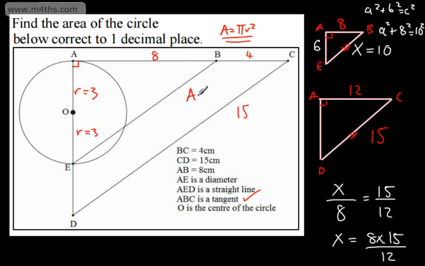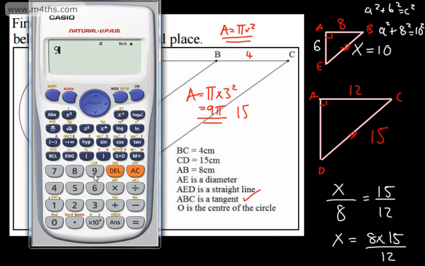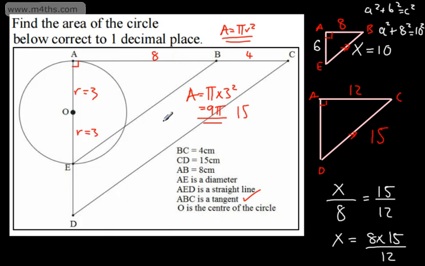So the area is simply going to be pi r squared. So it's pi times by 3 squared, which is 3 times 3, which is 9 pi. So that's going to be on here 9 pi centimetres squared. I enjoy that, I have to say. I have to think about it. 9 pi, which is 28.27. So 28.3 correct to 1 dp.